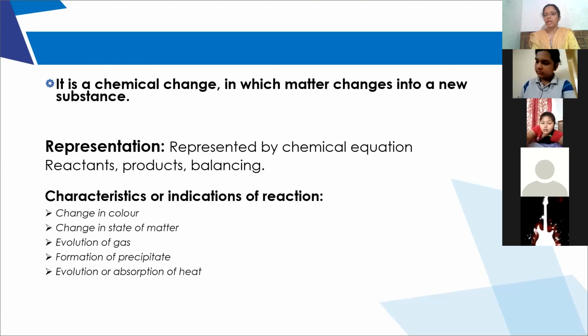Exothermic reactions are the reactions which proceed through evolution of heat, whereas endothermic reactions are the reactions which proceed through absorption of heat. We can easily identify whether heat is released or absorbed, right? So all these are the indications, visible changes through which we can confirm that a chemical reaction has taken place. Clear? Right.